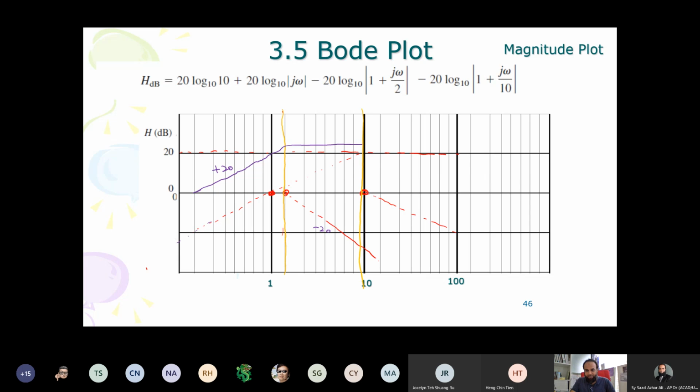Yes. Yes. Thank you. It is a minus 20 slope. Yes, you're right. And this is because of this simple pole. This is a minus 20 dB line. Minus 20 dB.